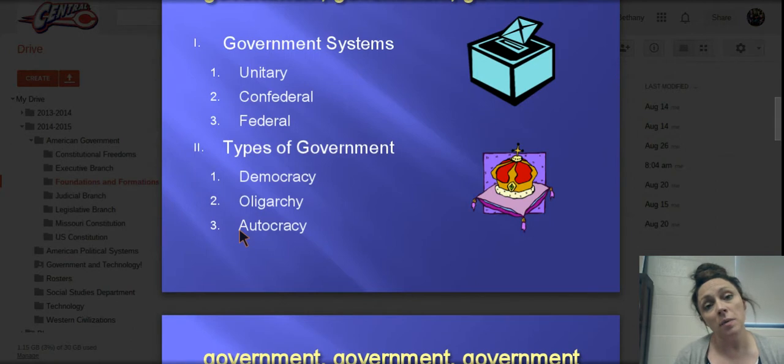So in a constitutional monarchy, you have a ruler, like a king or a queen, ruling jointly with a legislative body. Now, most of the time, that ruler has limited authority. Okay, so when you think of a constitutional monarchy, you want to think of a government in which a king or a queen is limited in power. And like I said earlier, an example of a constitutional monarchy would be Great Britain.